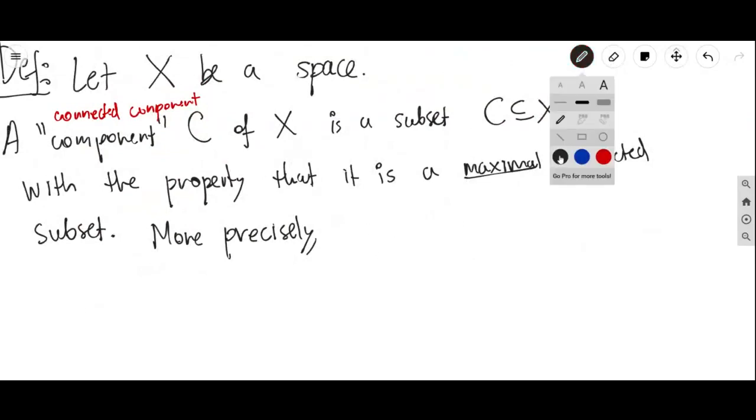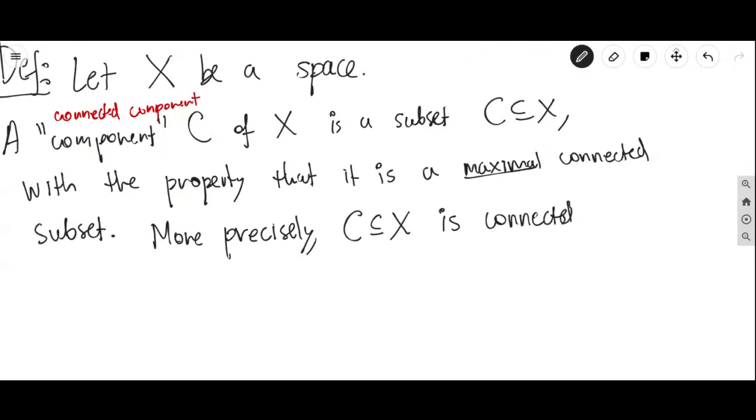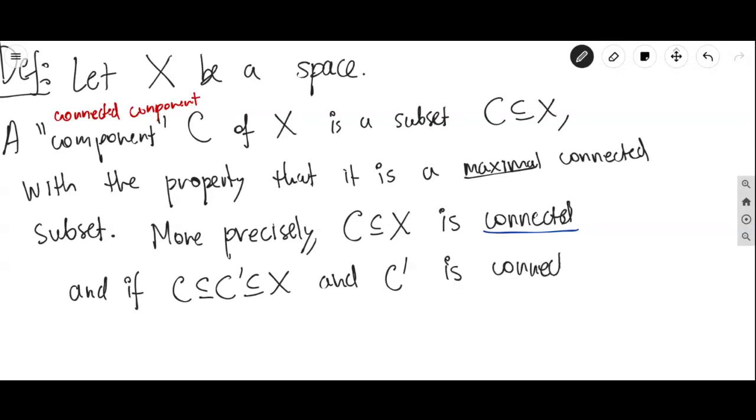So more precisely, C, a subset of X, is connected. Okay, so it's a connected subset. We know what that means. And if C is contained in C prime, and C prime is connected, then C prime has to be C. In other words, there's nothing larger that contains C. The only connected set that contains C is C itself. There's nothing larger that can contain C. That's what I mean by maximal. Maximal, it's not contained in anything else.